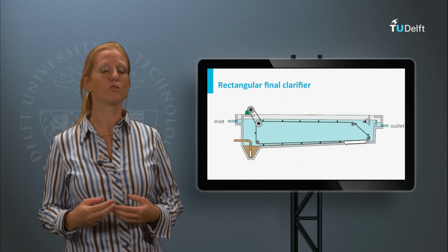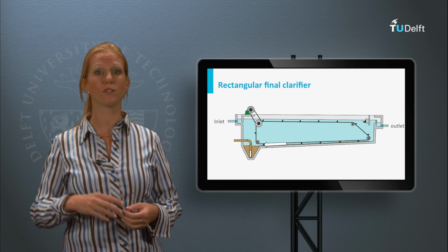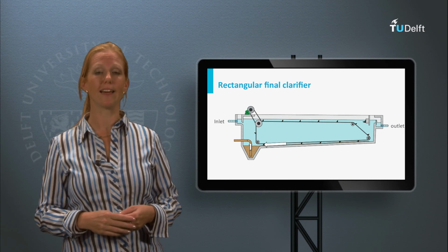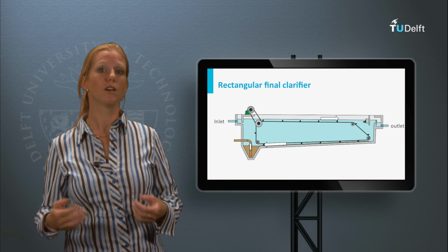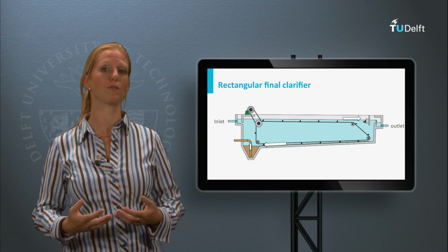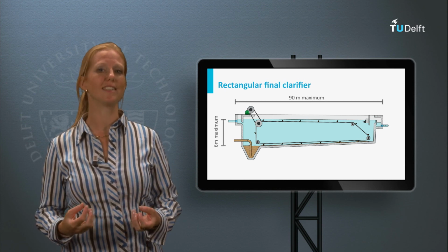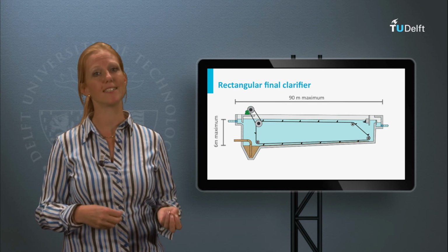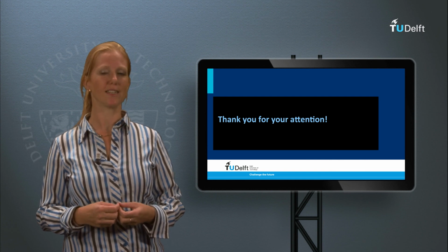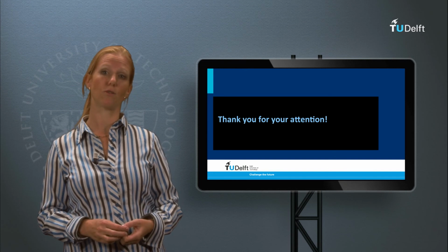Final clarifiers can also be rectangular in design. The settled sludge is then transported via chained beams to the beginning of the tank, while the floating layer can be transported with the beams passing the surface of the tank to the end, where it can be removed via a separate weir before the overflow weir. Length and depth of these tanks have a maximum of 90 and 6 meters. On the website you will find more and slightly more difficult exercises to practice the designs of final clarifiers.